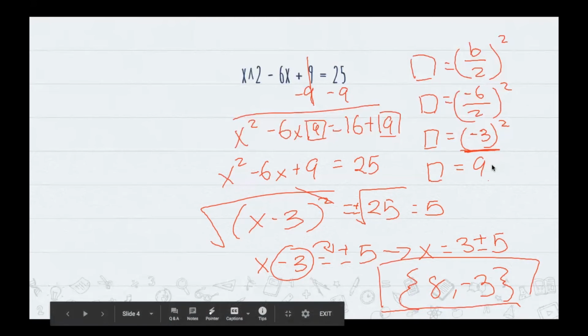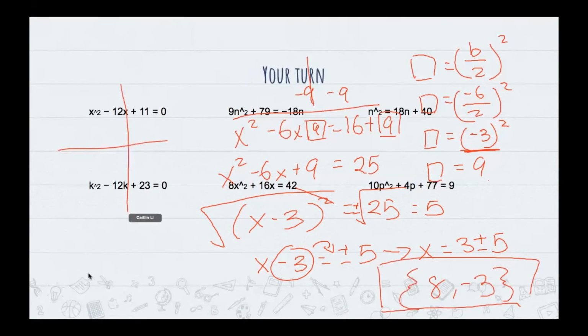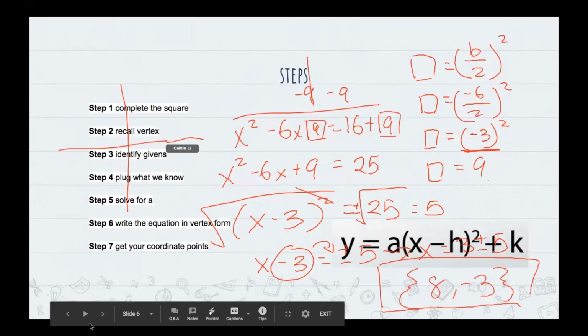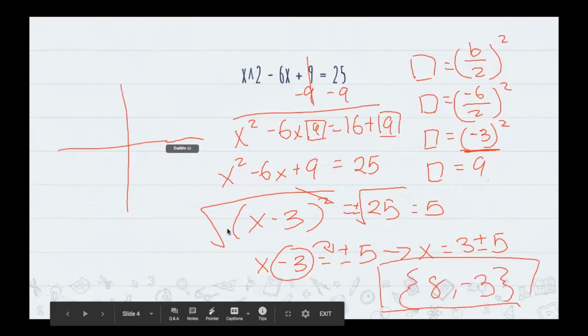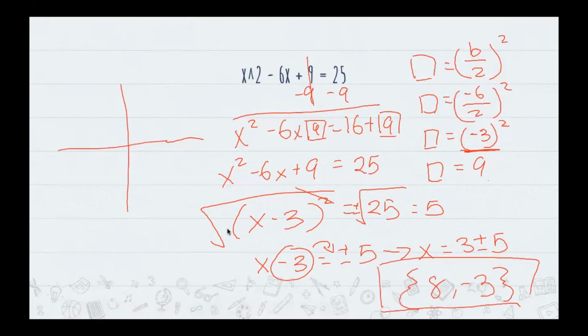Again, on the graph, you get your 8 over here and your negative 3 over here. And your line looks something like that.